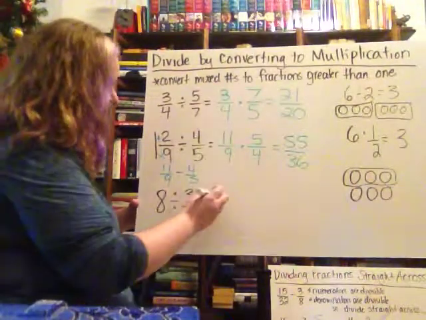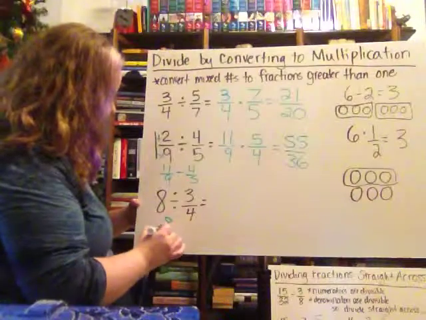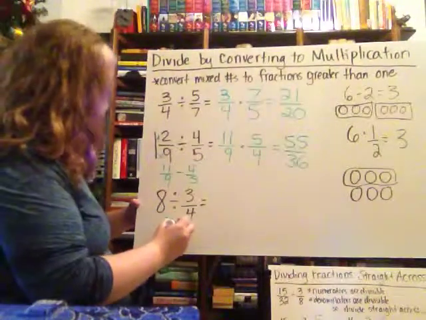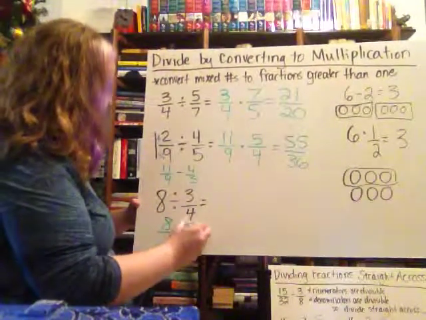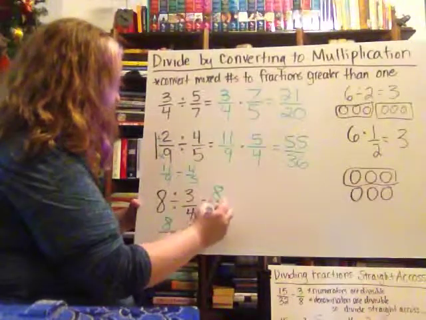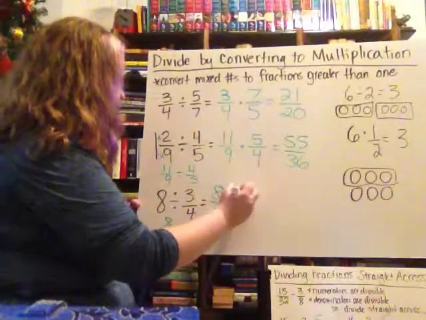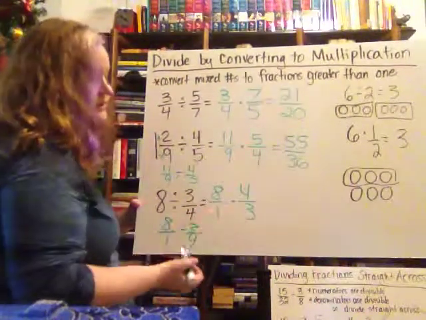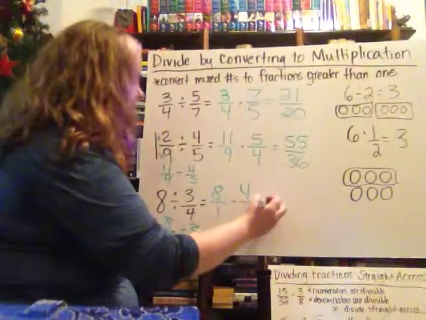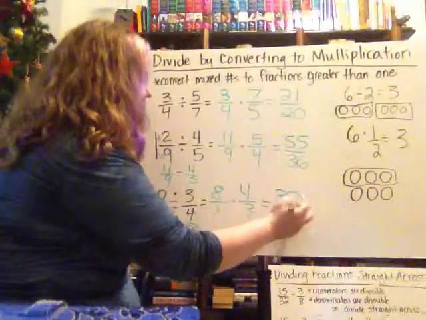If I take 8, remember 8 can be made a fraction by putting it over 1. And then I'm going to keep the first number, change the sign, and flip the second one. Again, follow the rules of multiplication, multiply straight across, and there you have it.